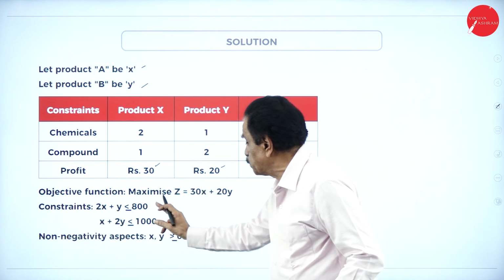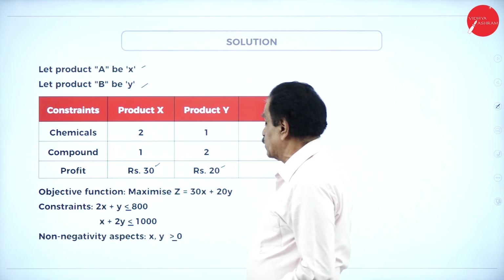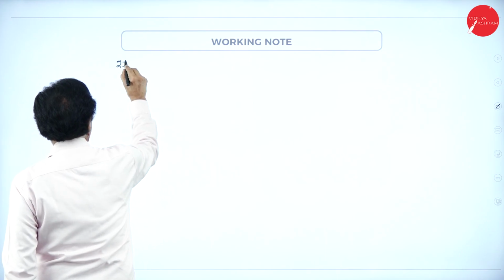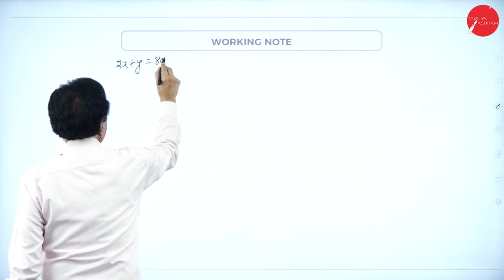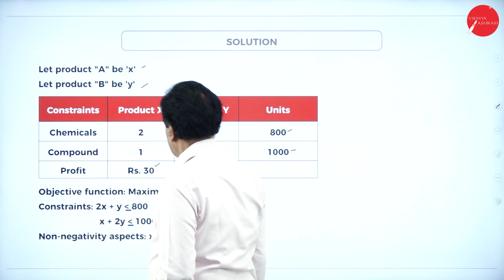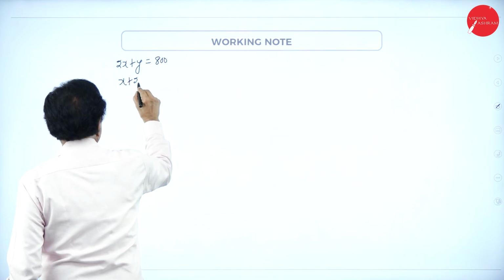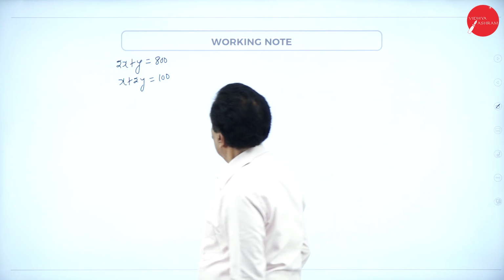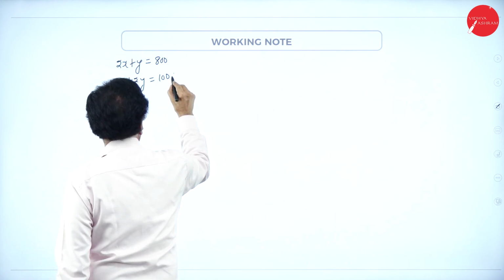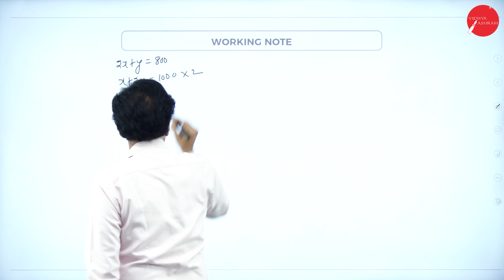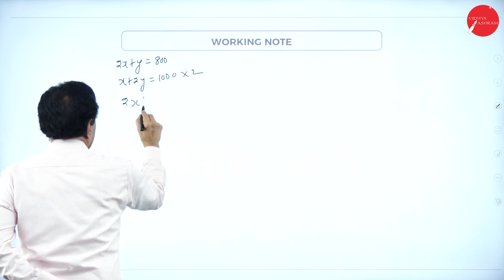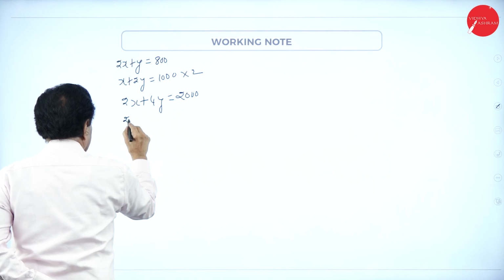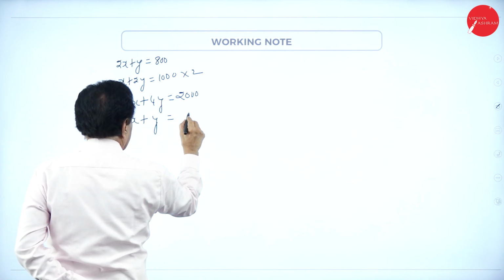This is your equation: 2x + y = 800, and another, x + 2y = 1000. We'll put it now. First one, 2x + y = 800. Second one, x + 2y = 1000. What's the value of x you can find out now? To get 2x, multiply the second equation by 2: 2x + 4y = 2000. Keep the first as it is: 2x + y = 800.